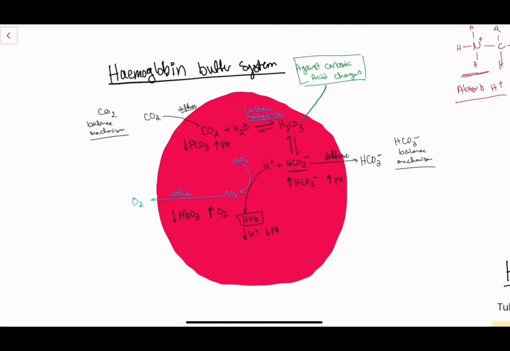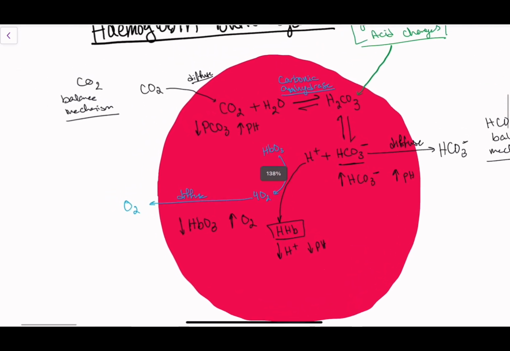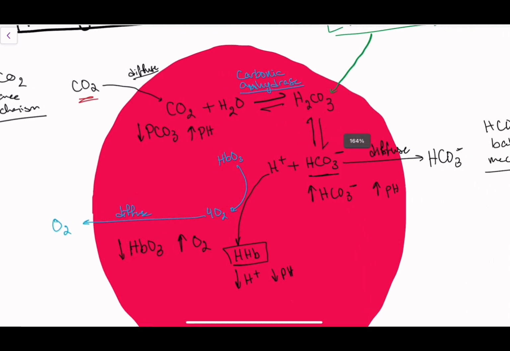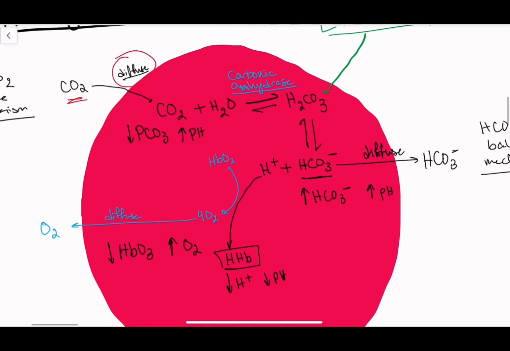So as you can see here, we have the hemoglobin buffer system. Here we have a red blood cell, and so we have a CO2 balance mechanism. First of all, we have CO2 that's going to enter the cell. How is it going to do so? It's going to diffuse in.